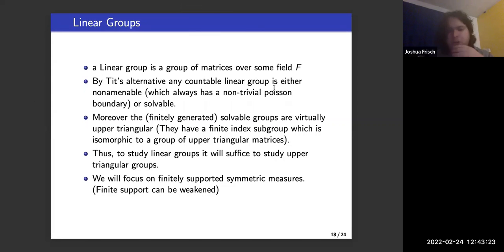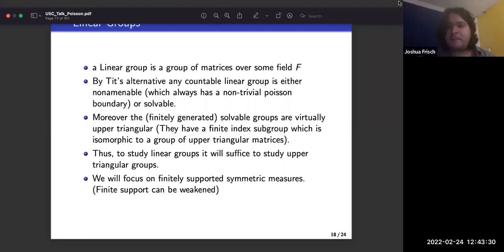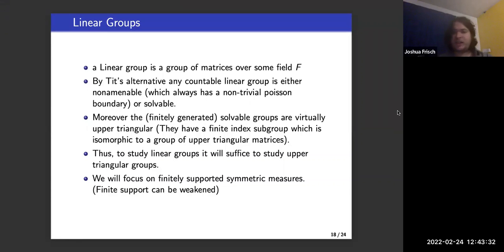And we're going to focus here on finitely supported symmetric measures. The notion of finite support can be weakened substantially. In particular, we can weaken it to a finite second moment condition, which is just saying that on the Cayley graph of the group, I move at most a finite distance on average, and I have a finite second moment of the distance I move.